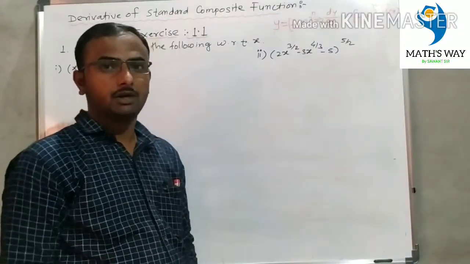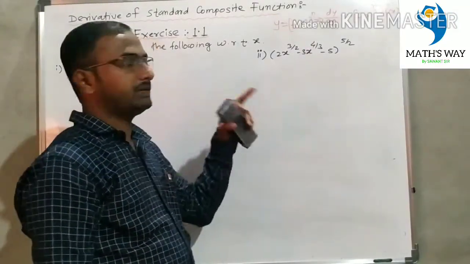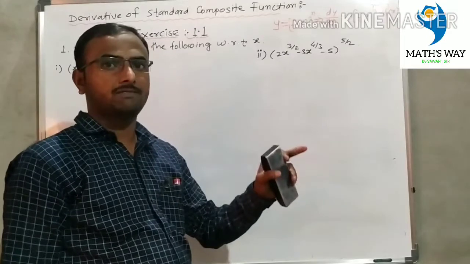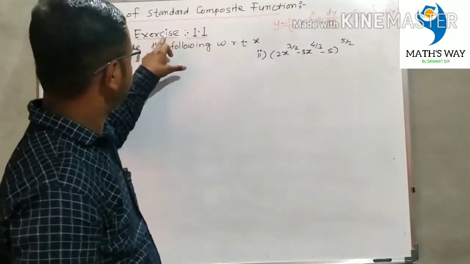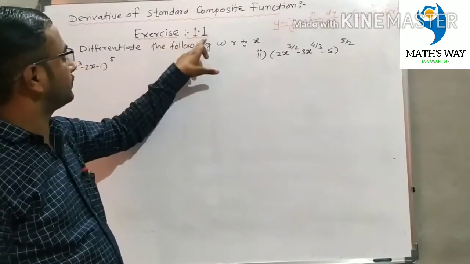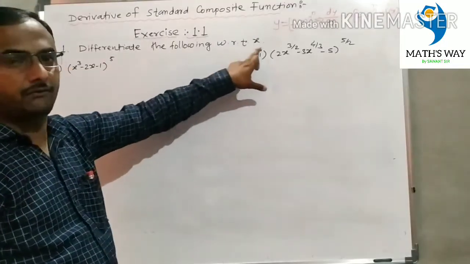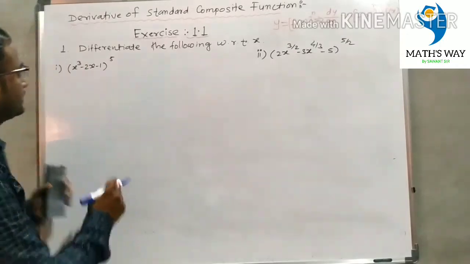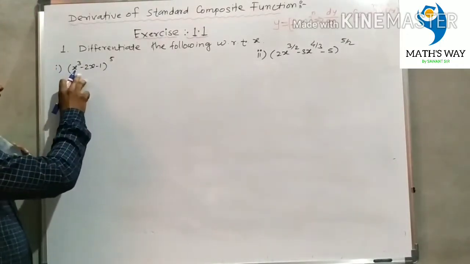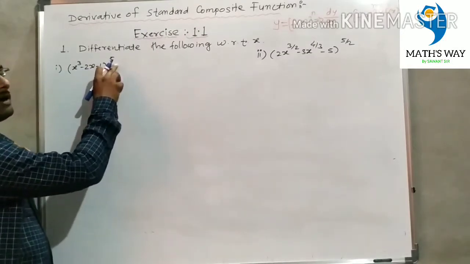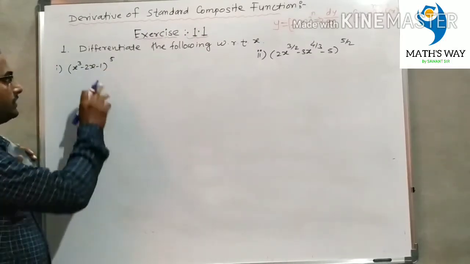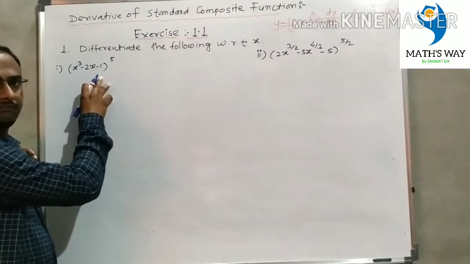Hello student. In the previous video we discussed the derivative of some standard composite functions. Now I'll discuss the exercise. Let's solve exercise 1.1. In the first question, differentiate the following function with respect to x. The first example: x cube minus 2x minus 1, in brackets, to the power 5. So we use the derivative of a composite function.